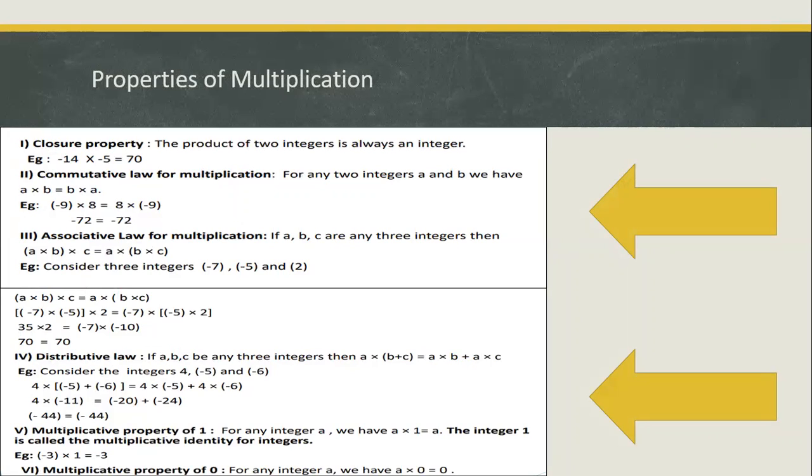Multiplicative property of 1. For any integer a, we have a × 1 = a. The integer 1 is called the multiplicative identity for integers. Example, -3 × 1 = -3. Multiplicative property of 0. For any integer a, we have a × 0 = 0.